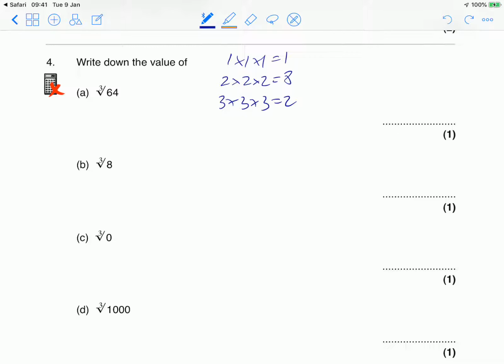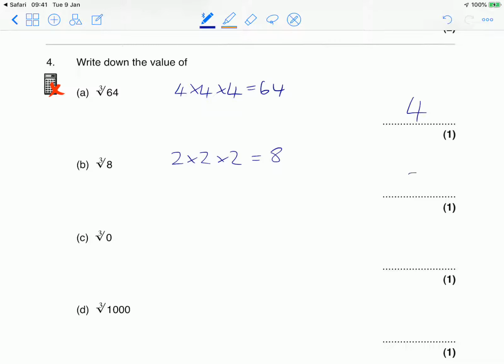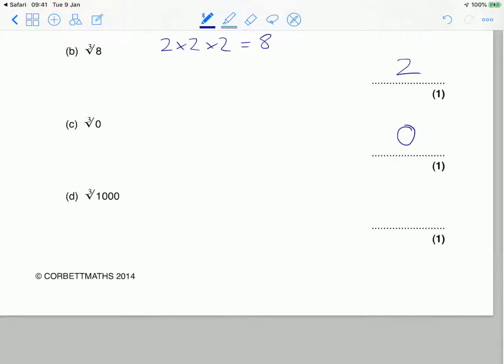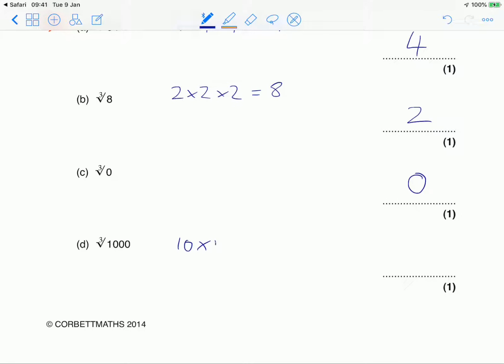We're going to be looking for it to be quite small because 5 times 5 times 5 makes 125, so it isn't any bigger than the 5, and it's actually the next one in the list. So the cubed root of 64 would be 4. The cubed root of 8 would come from that 2 times 2 times 2 I just had. And the cubed root of 0 would be 0. The cubed root of 1,000 comes from 10.